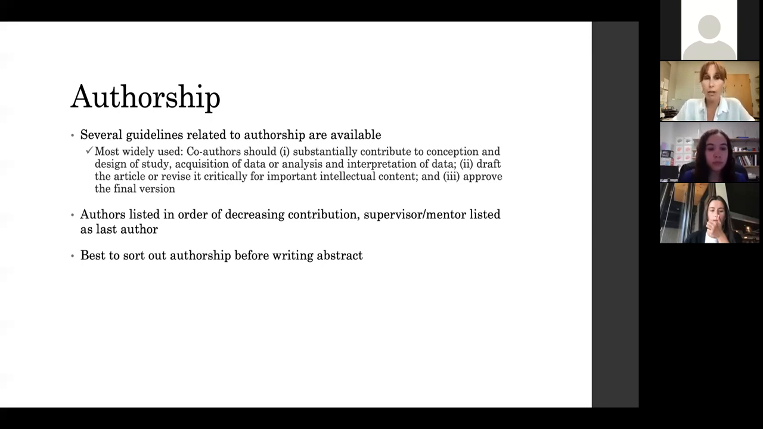Authorship can lead to conflict or ethical issues. So it's important for you to figure out the authorship list before you write it, so there are no surprises, and probably best to ask your supervisor. Any questions about authorship or abstract so far?